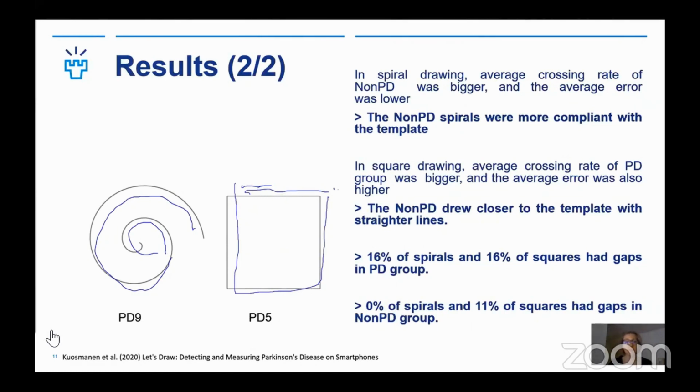And 16% of spirals and 16% of squares had gaps in the group with Parkinson's, and none of the spirals and 11% of squares had gaps in the group without Parkinson's.